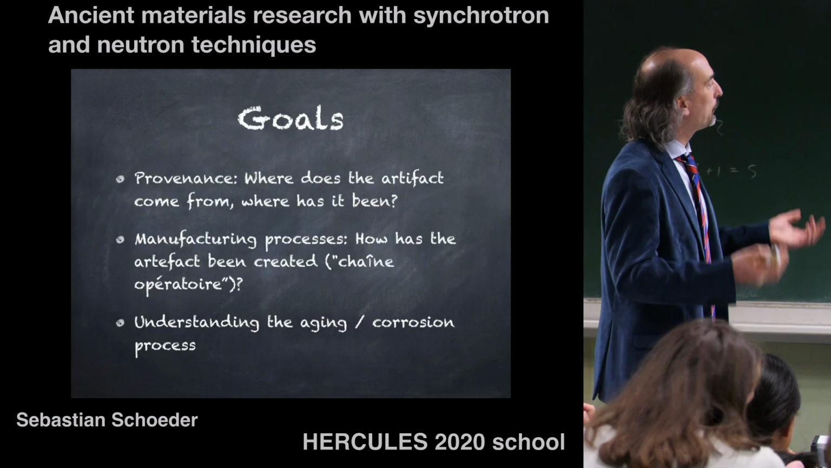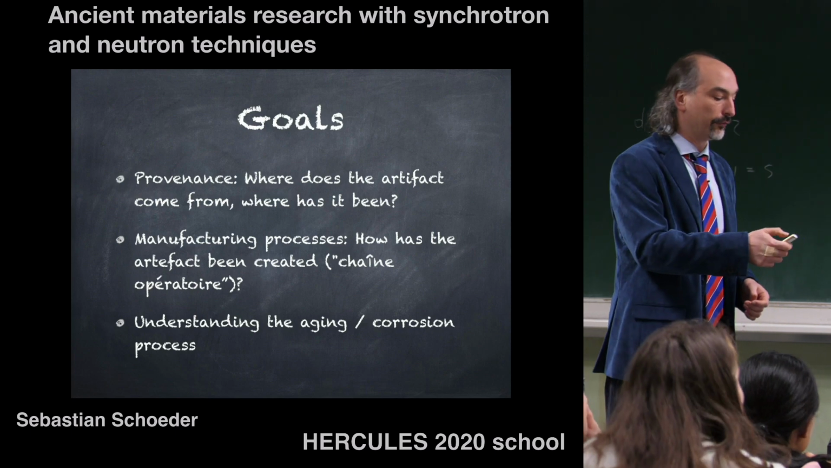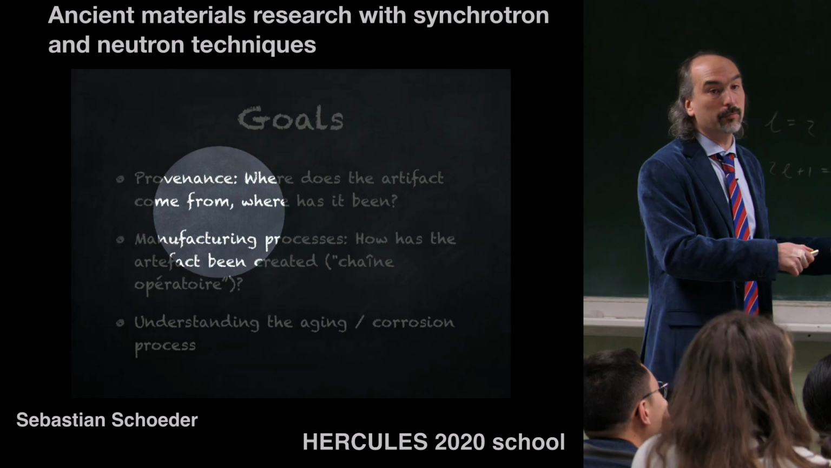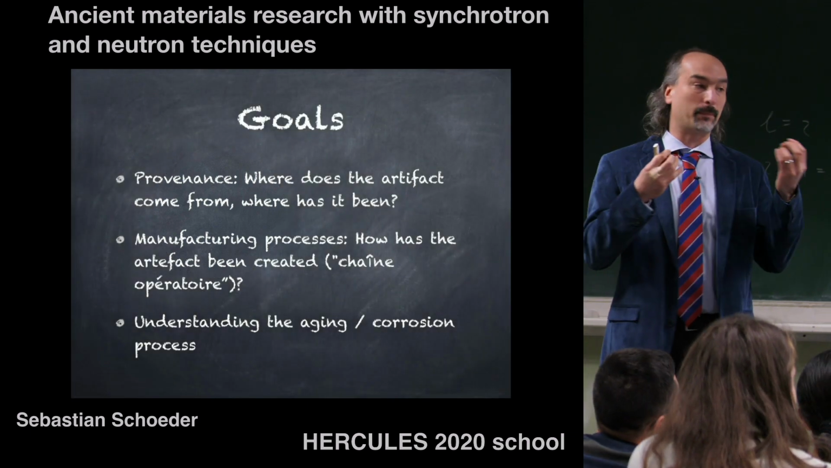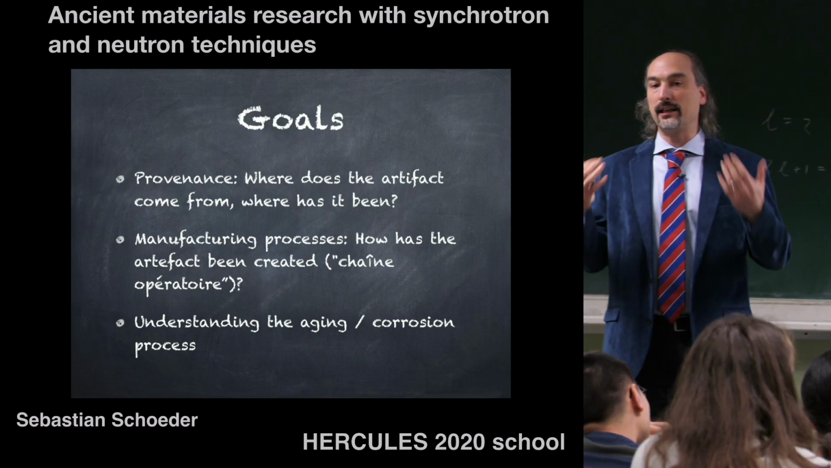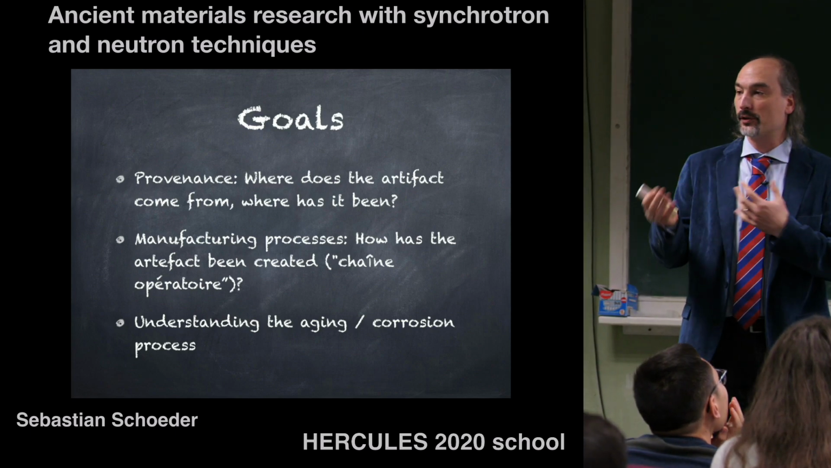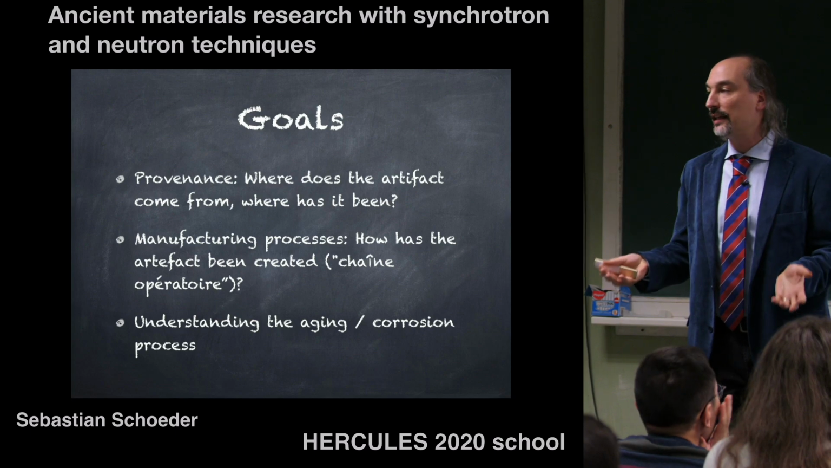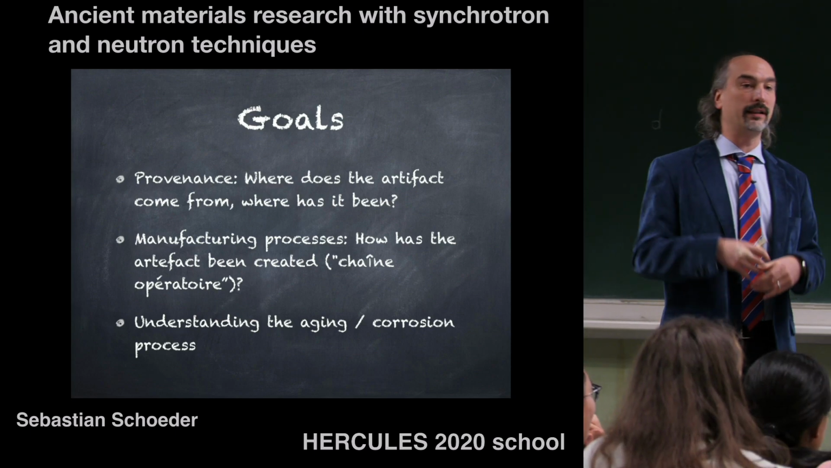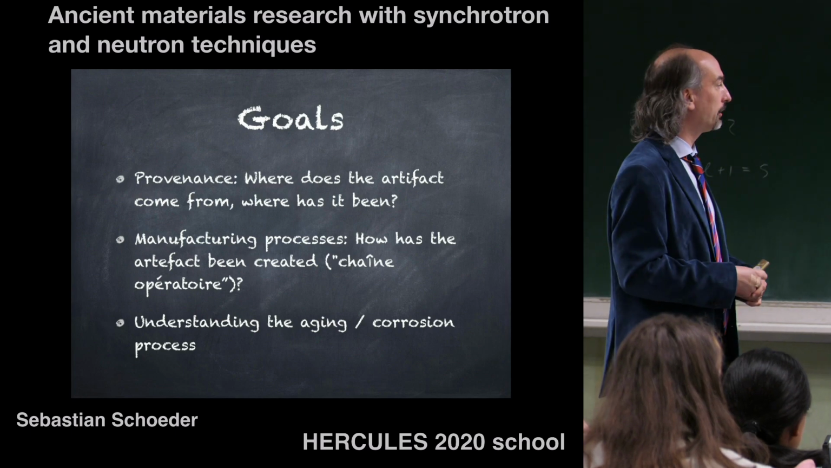And so the questions that we're typically asking are the questions of provenance. So where did an artifact come from? Where has it been produced? Where did the raw materials come from? With which cultures has it been traded? Because this is, of course, very important to understand which cultures had some technical or trading network and thereby were sharing knowledge and culture.